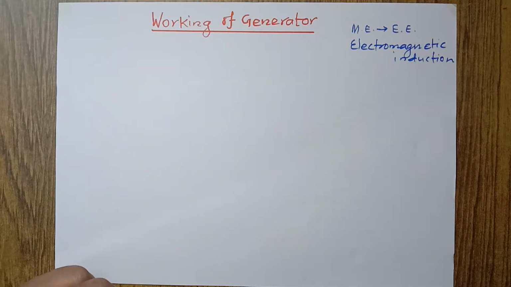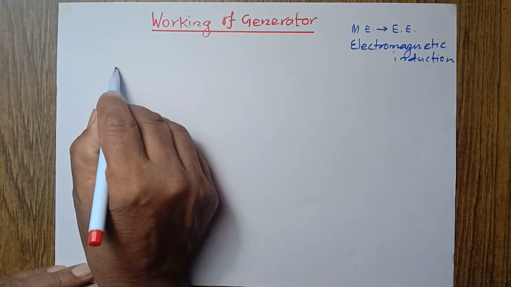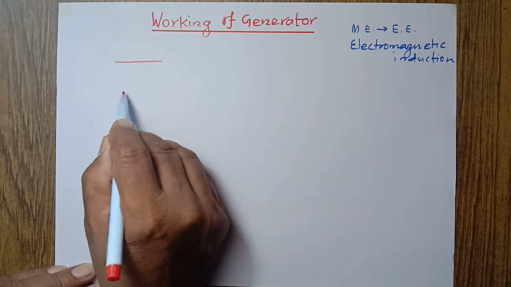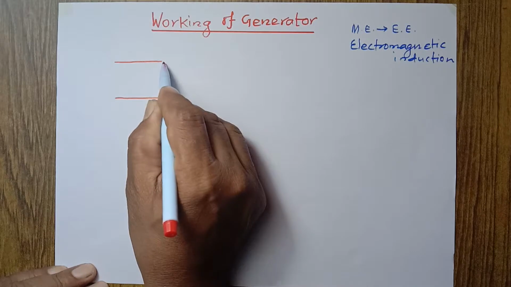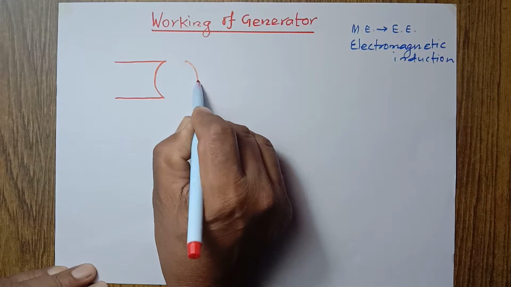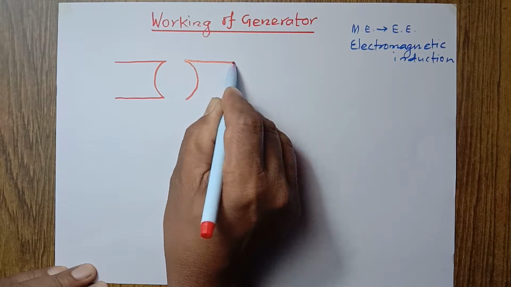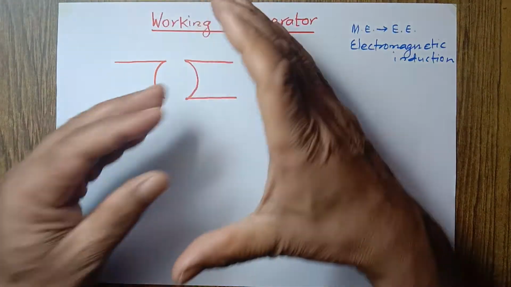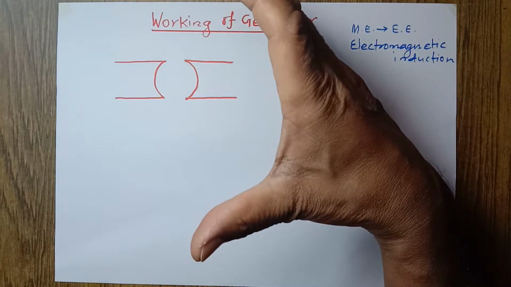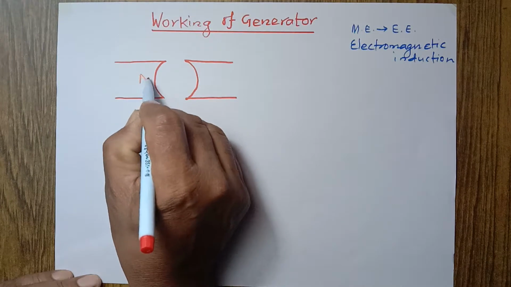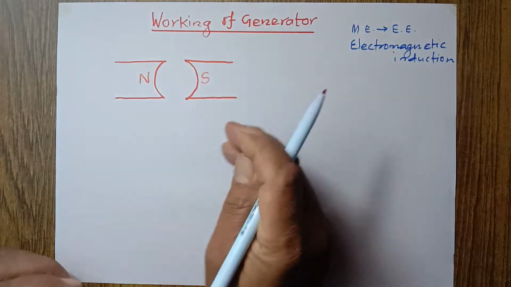Now, how is it constructed? Let's talk about this. Actually, a generator consists of a U-shaped magnet. It's like this. The generator consists of a concave pole. This is the concave pole, this surface which goes inside, this concave surface, and this is a magnet having a north pole and a south pole.